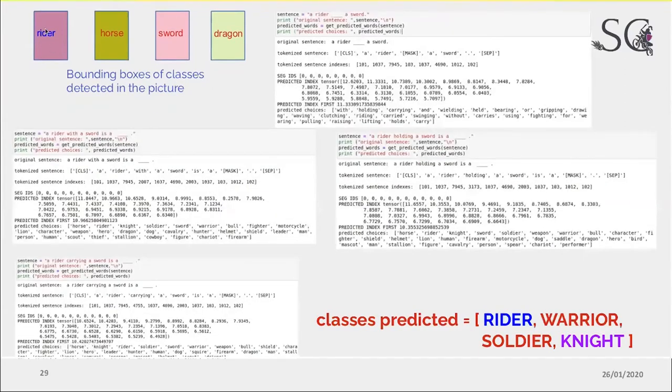And we notice that when rider is put in, we want to know the relation word between rider and sword, we see that there are the relation words with, holding, carrying, and then we generate the visual relation sequence and put in a reference sequence: a rider carrying a sword is a knight. It's one of the predictions. So we add this class: rider, warrior, soldier, and knight.